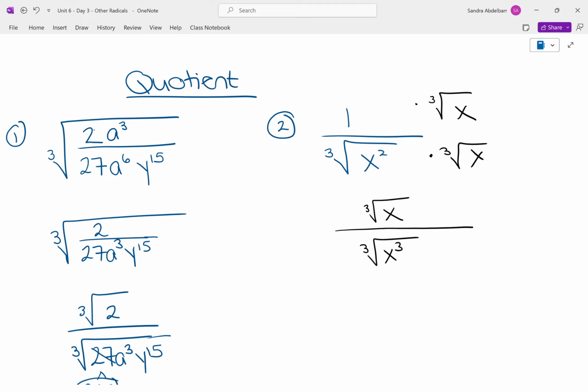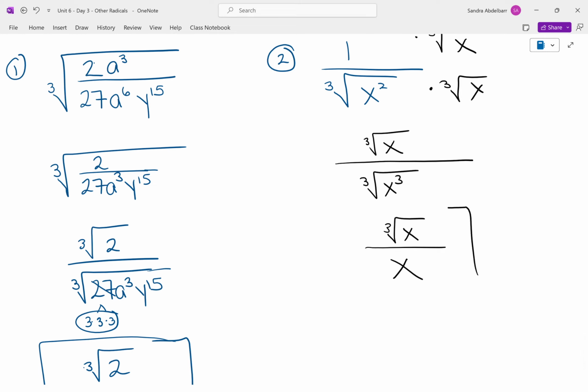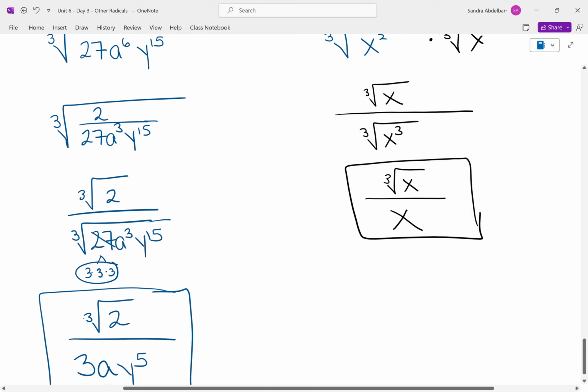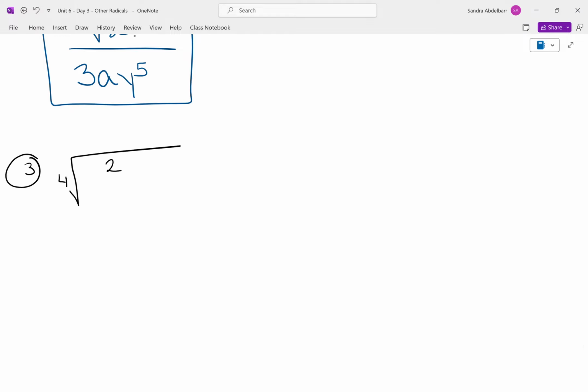And remember, in order to multiply, they have to have the same index, right? I can't multiply an index of 3 by an index of 2. It doesn't work. They need to have the same index to multiply. So that's how I knew it had to be the cubed root of x. So now what's the cubed root of x cubed? Just x. And in my numerator, we have the cubed root of x. All right, let's try another one.